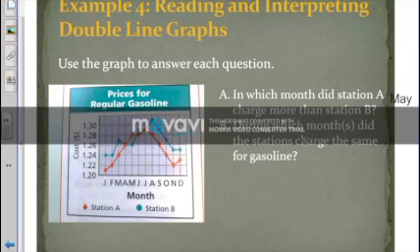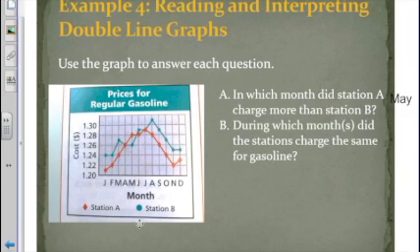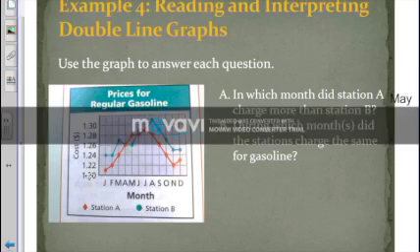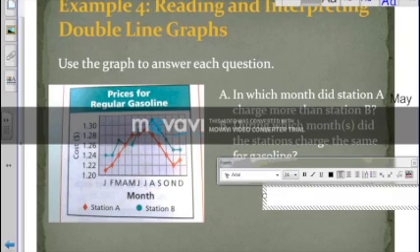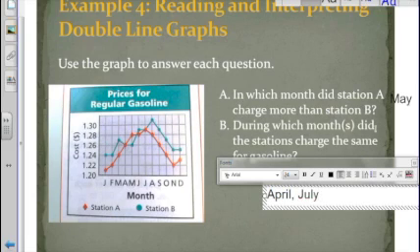During which month or months do the stations charge the same amount for gasoline? The reason why this question might be a little difficult is because when you're looking at, I'll give you one of the answers, April, you only see the diamond instead of the teal circle, but you can see that the teal circle crosses through that point, so you have to be vigilant. The answer here, we see one in April. Do you see any more? Hopefully you see it at July.